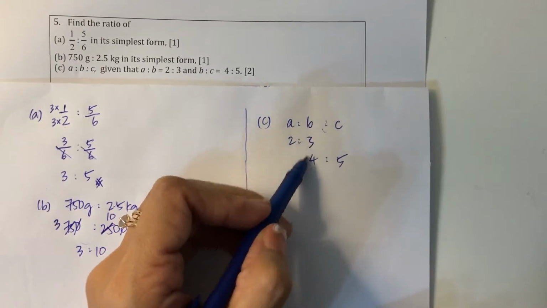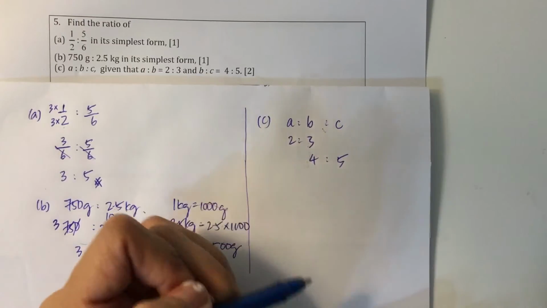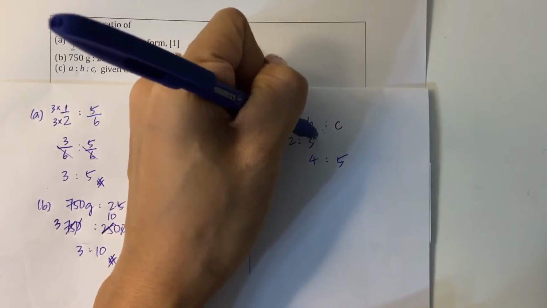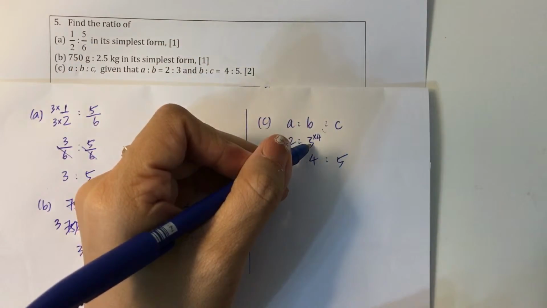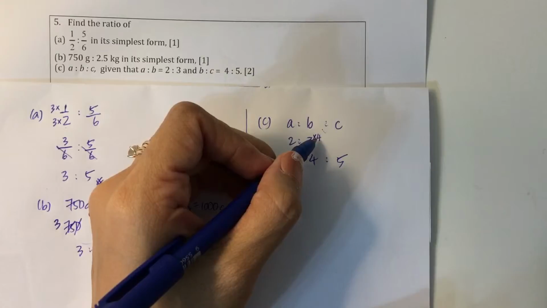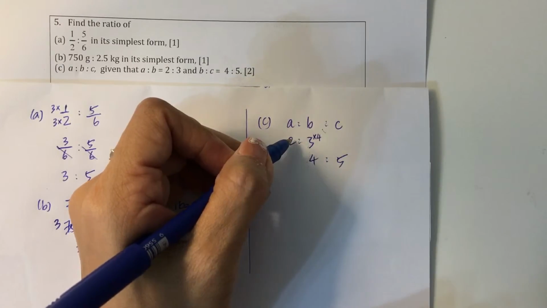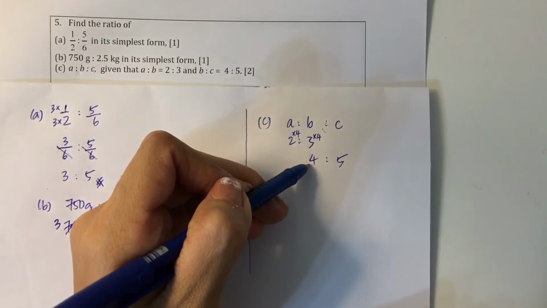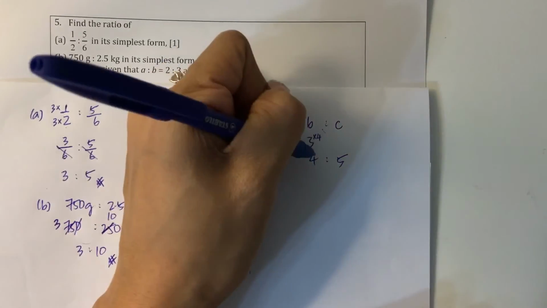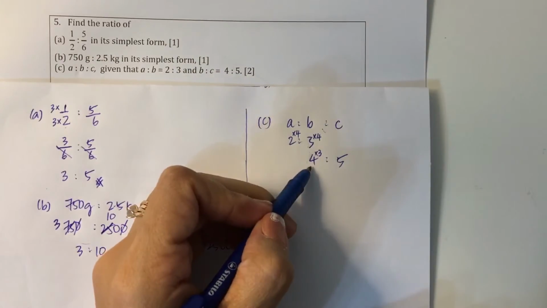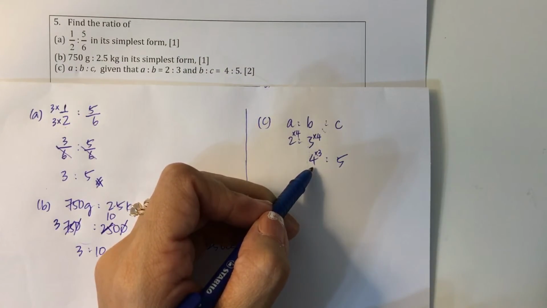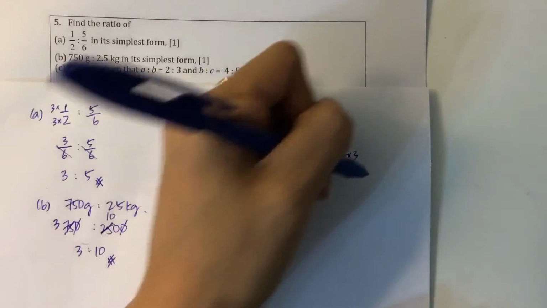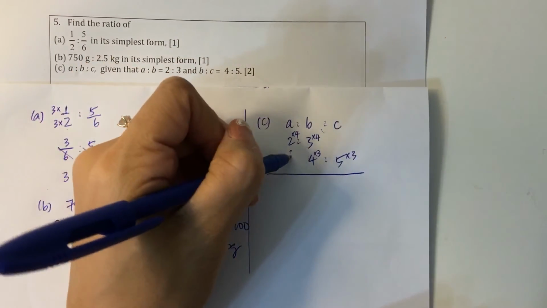Here, if we look at the LCM between 3 and 4, the lowest common multiple is 12. So I have to multiply 4 to make this 12. Since I multiply 4 on the right hand side, I should do the same for the left hand side as well. Now to make 4 into 12, we have to multiply by 3. Since I've multiplied this on the left hand side by 3, I should do that on the right as well.